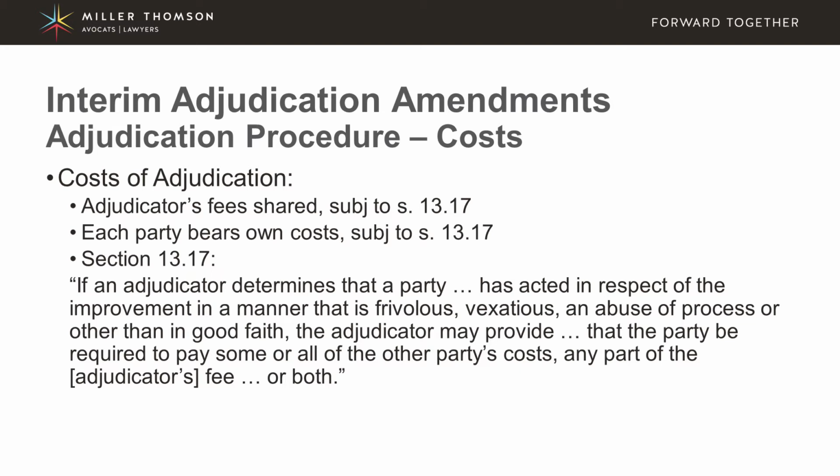What this section says is that if an adjudicator determines that a party has acted in respect of the improvement in a manner that is frivolous, vexatious, an abusive process, or other than in good faith, the adjudicator may provide that the party be required to pay some or all of the other party's costs, any part of the adjudicator's fee, or both.